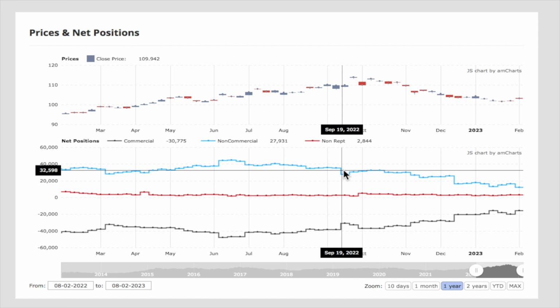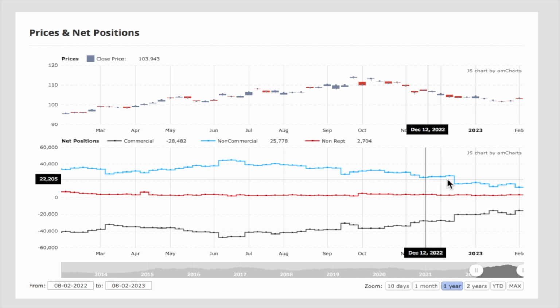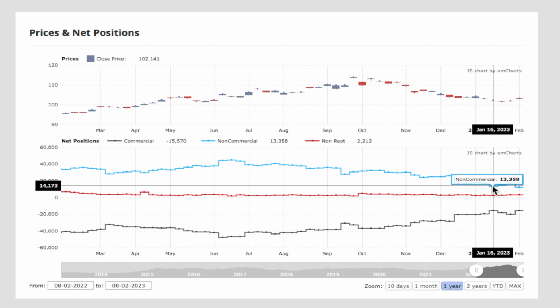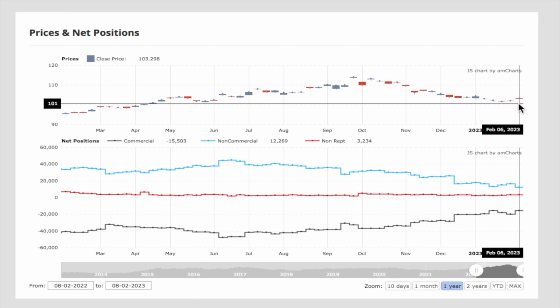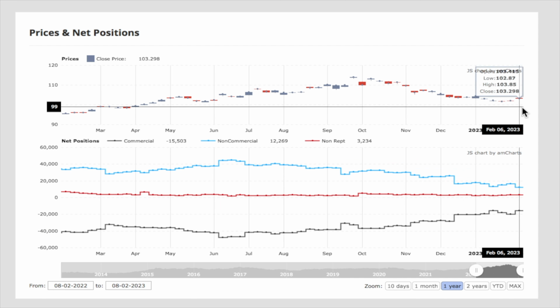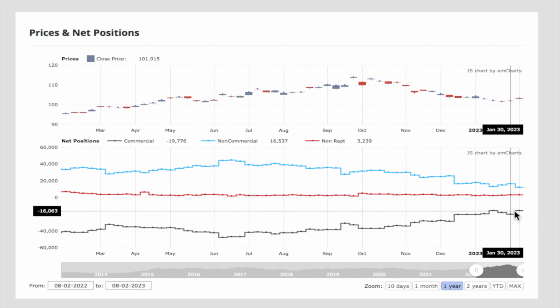Large speculators are selling. So they were lined up, and they stopped selling here, bought some, and then sold off. So that's where we're at as of February the 6th. It'll be interesting to see if the dollar starts pulling back.